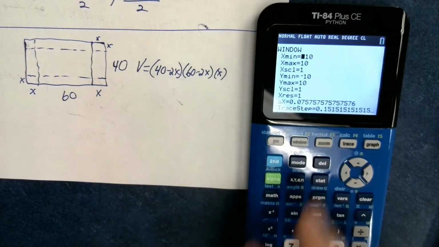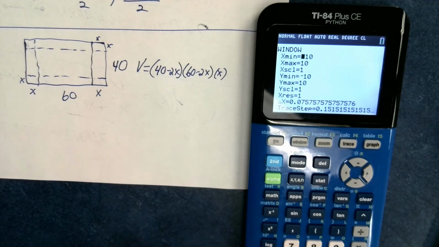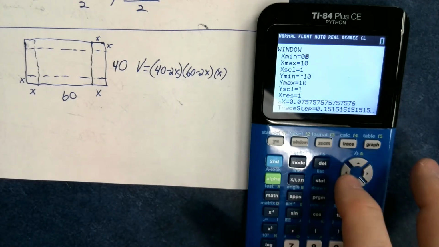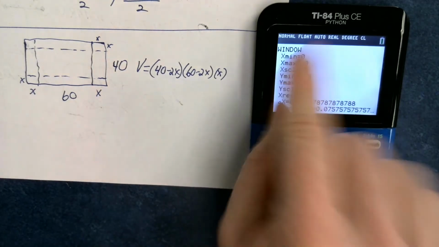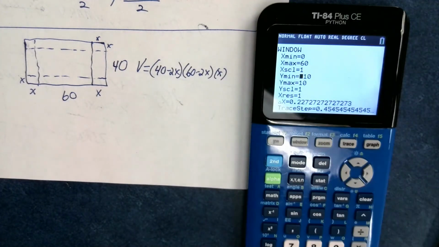I go to my window, and for my fold, I can do 0 to 60 right now. Technically, I know my fold can't be more than 20 because the shorter side's 40, but I just wanted you to see the whole thing. My y-min, this is a volume. Again, 40 by 60, that's a pretty big thing. My volume might be pretty big in terms of its cubic inches. So I'm going to go from like negative 500 to 4,000. I might have to go bigger than that, but that's what I'm going to start with.